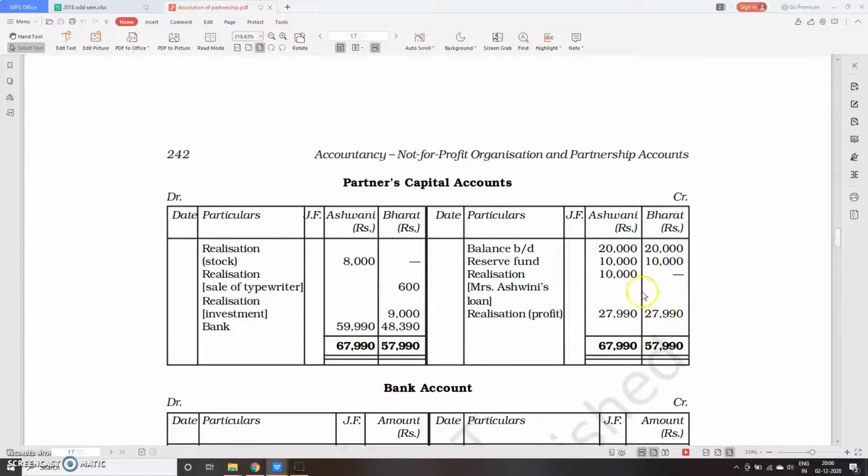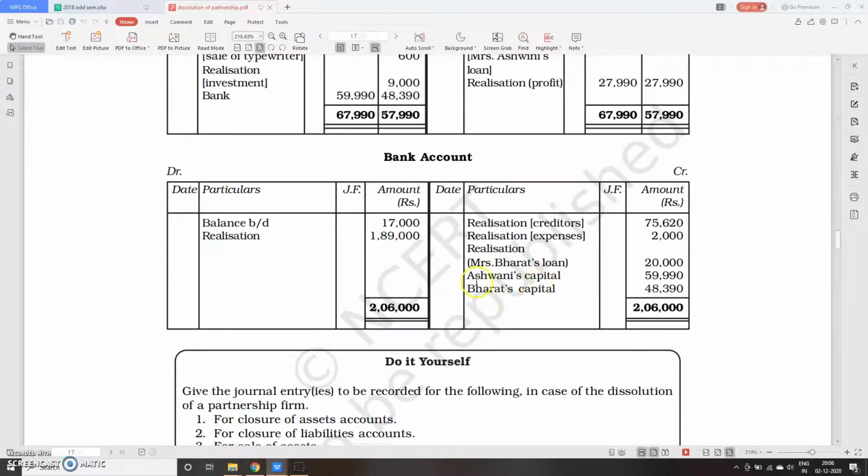So now we will balance the capital accounts of Aswani and Bharat. Okay, and we get a balance of 59,990 for Aswani and 48,390 for Bharat. So we are going to pay them by bank. On the bank account we'll write by Aswani's capital, by Bharat's capital, 59,990 and 48,390. Now if you balance these two, both sides will be the same.